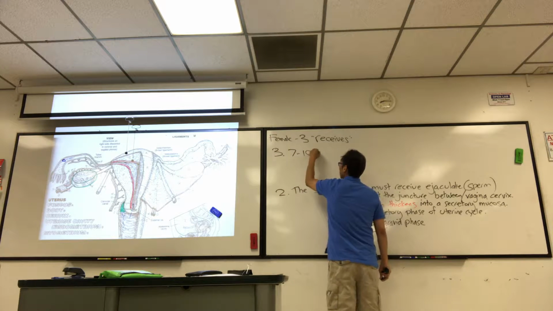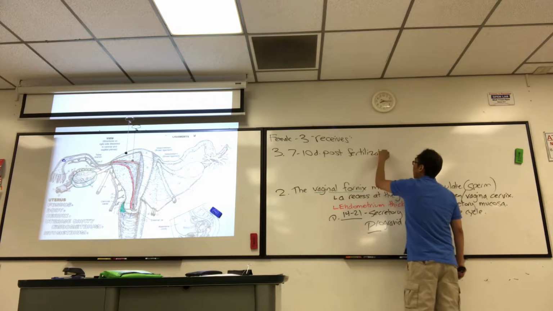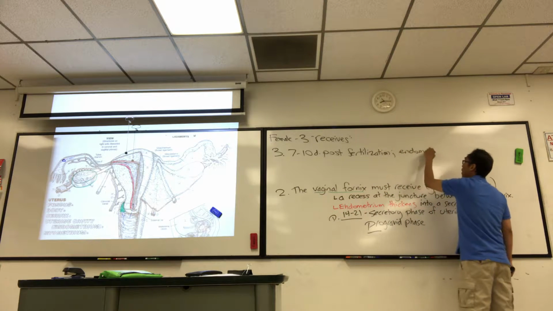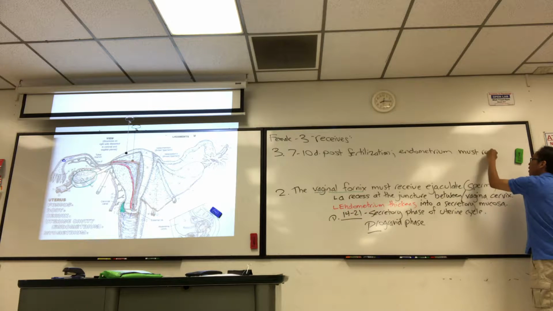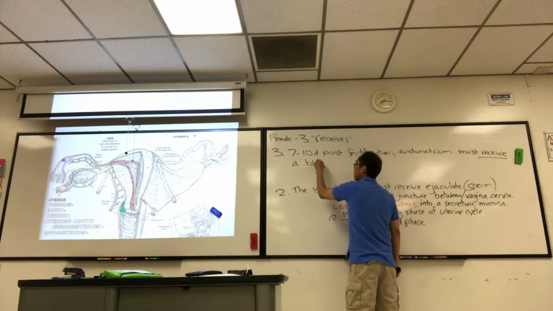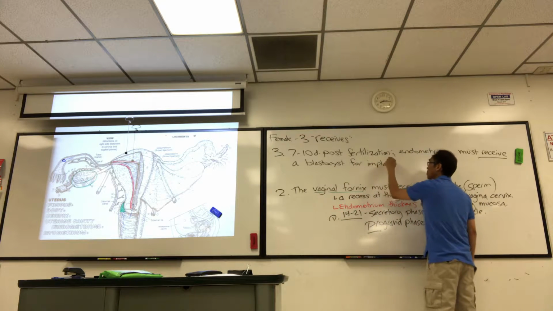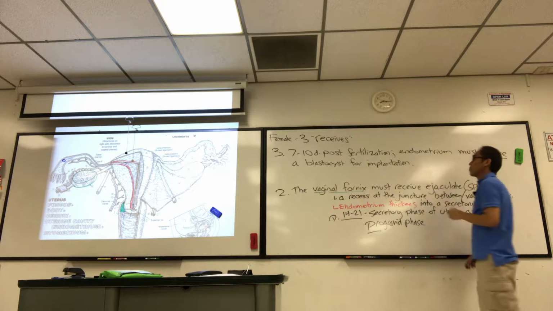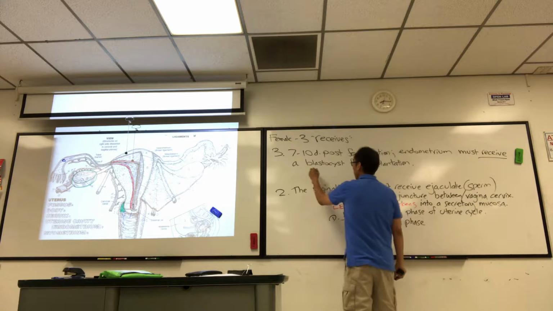About 7 to 10 days post-fertilization, the endometrium must receive the blastocyst for implantation. So the blastocyst is what you call the developing embryo, the baby. What will be the fetus, the baby, is in there.